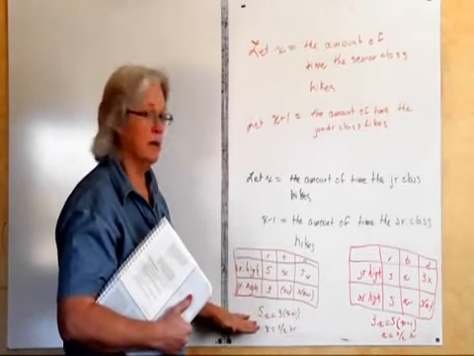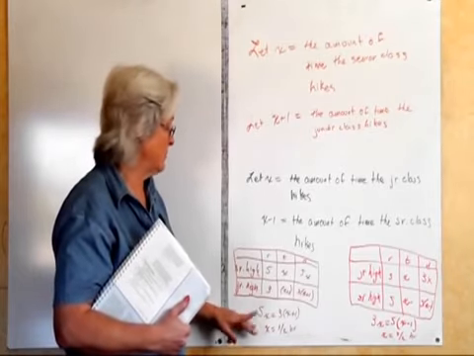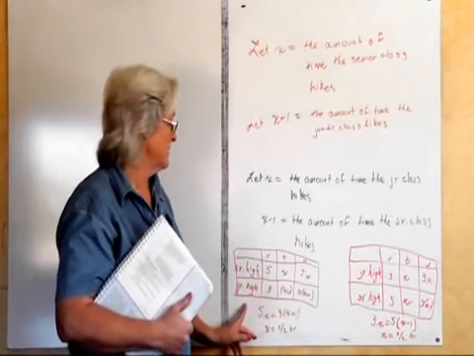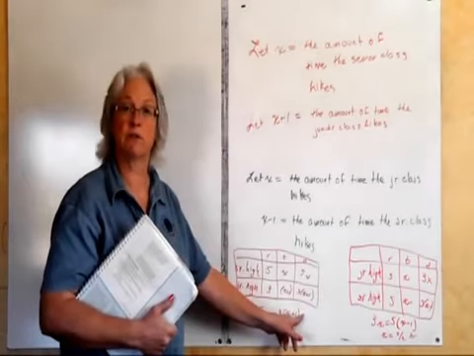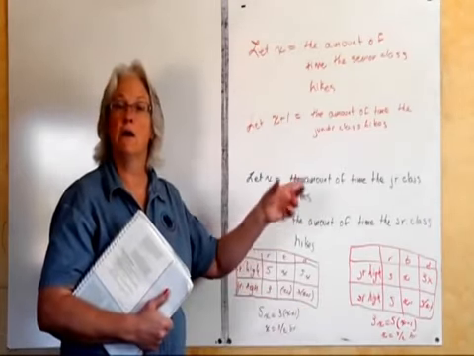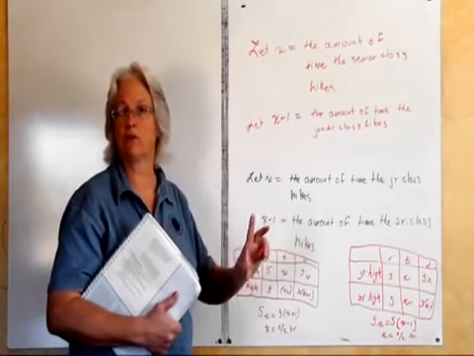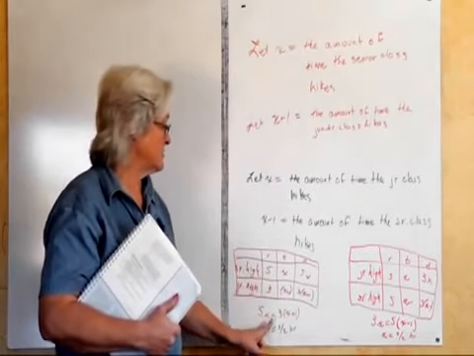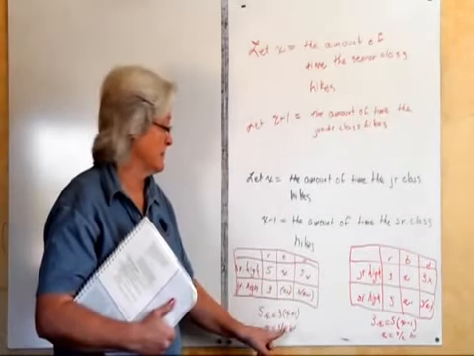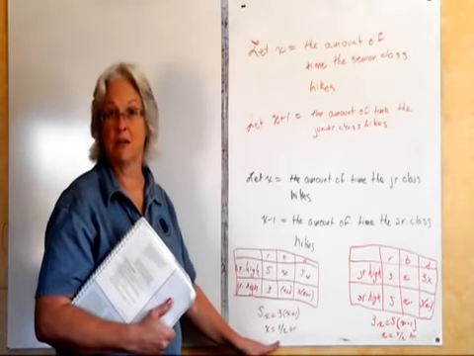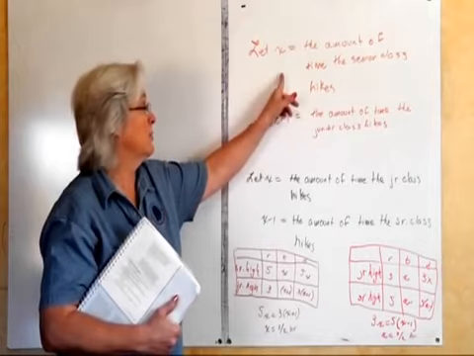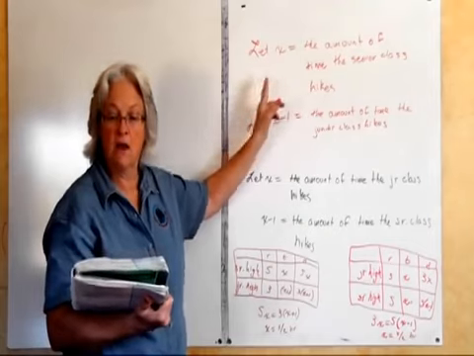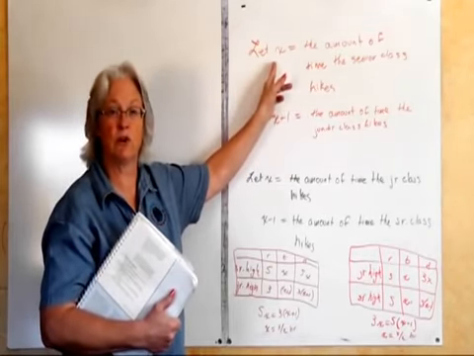We went through and created our rate times time equals distance table to come up with the distance that the senior high class had traveled was 5x. The distance that the junior high class had traveled was 3 times the quantity x plus 1. They both traveled the same distance. They traveled differing amounts of time, but they traveled the same distance. So we set those 2 distances equal to one another, and we came up with x being 3/2 hours, which I said to write as 1.5 hours. 1.5 hours being the amount of time the senior high class hiked, and that's how long it took for them to catch up to the junior high class.